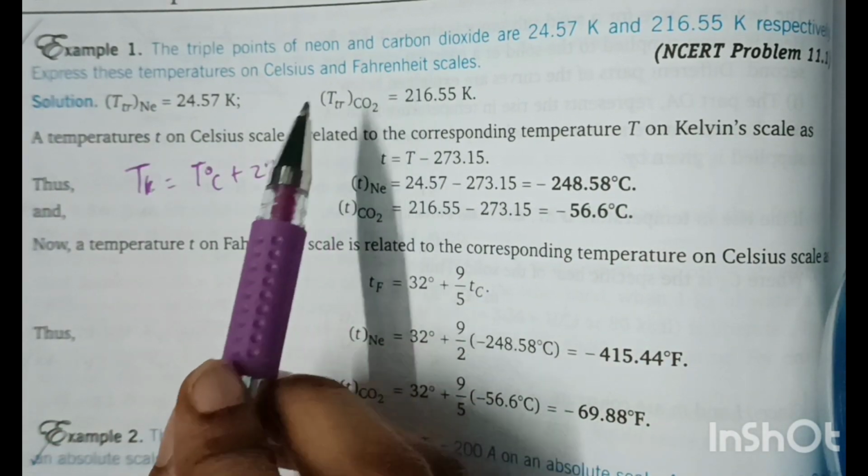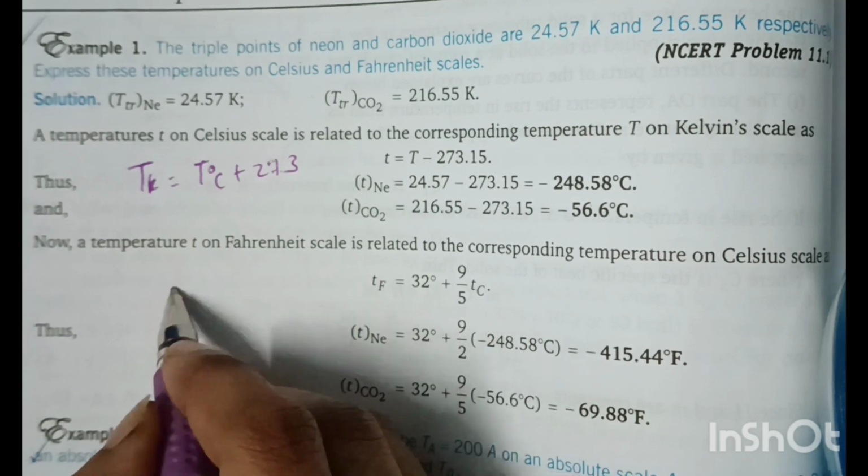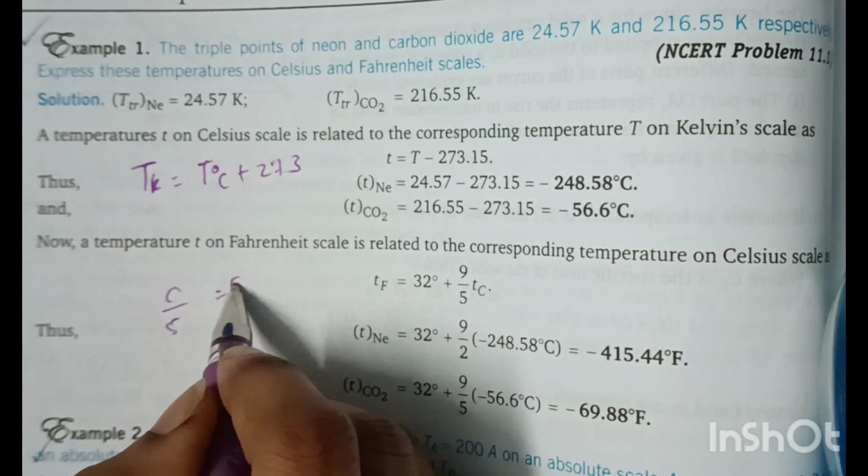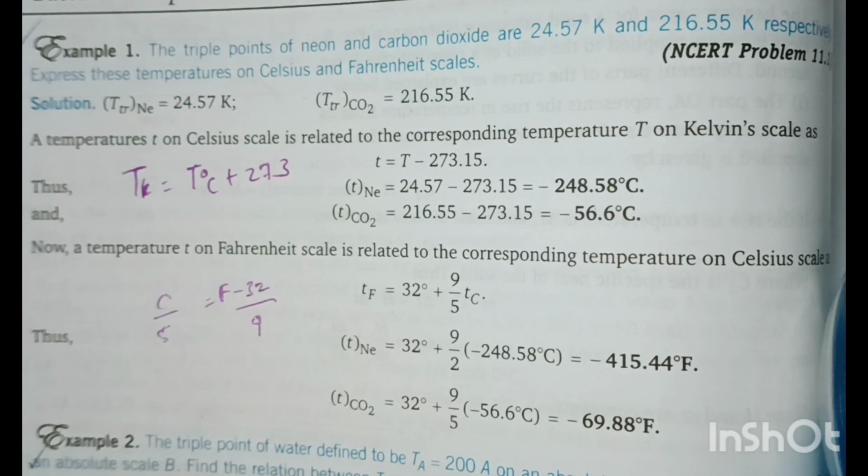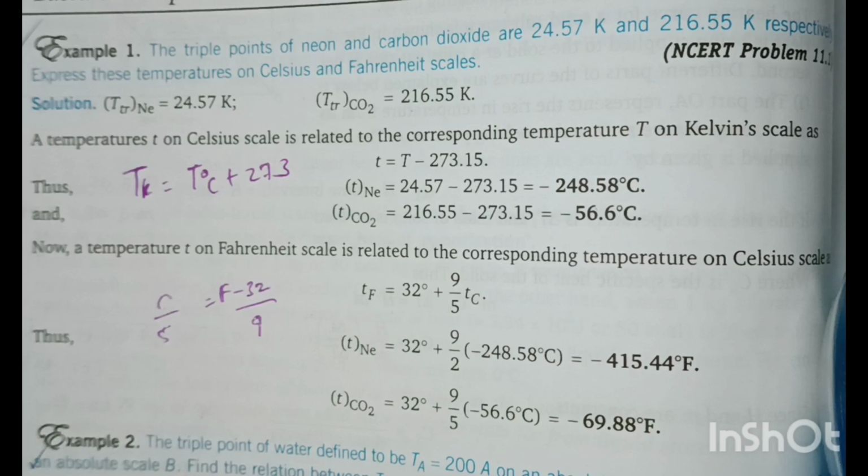And for Fahrenheit, what do we know? We know the relation: C by 5 equals F minus 32 by 9. So you can substitute the value of C here, so that you are going to get the value of Fahrenheit. So that is simple.